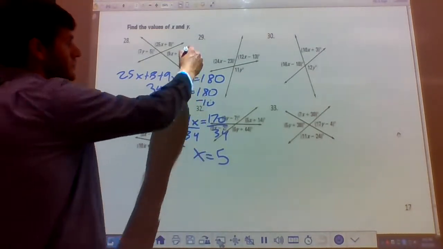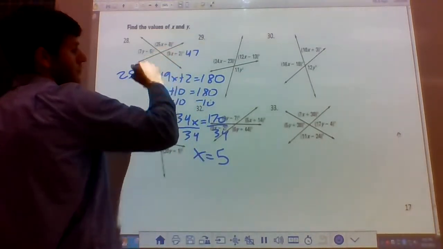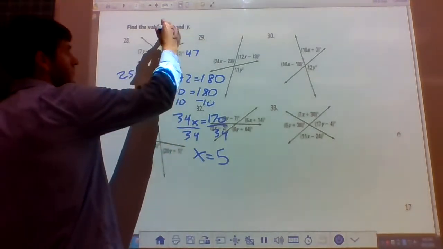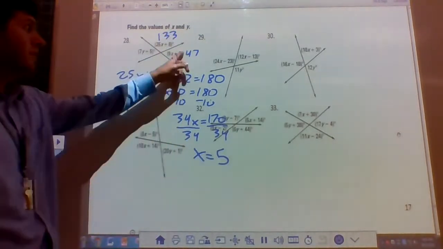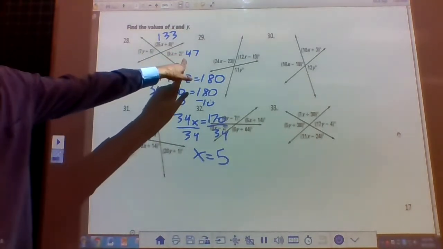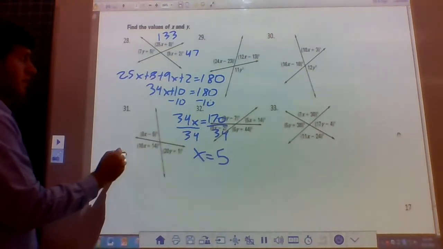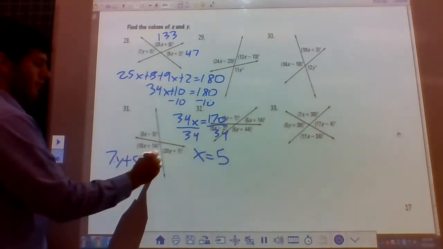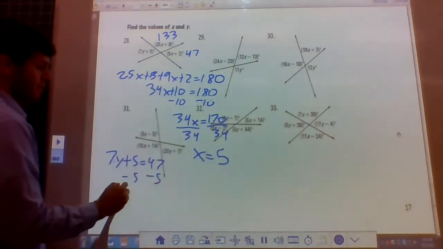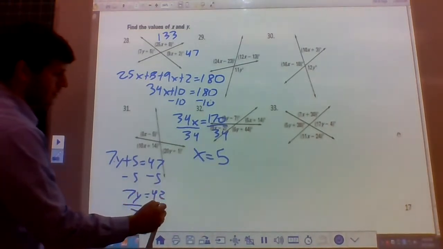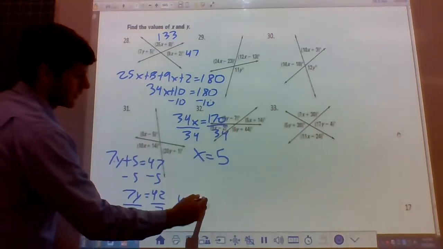$47 and 125 plus 8 is 133. Then we know these two are vertical, and since we know that's 47, we know 7y plus 5 is going to equal 47. So we can subtract 5 from both sides, and we get 7y equals 42. Divide by 7, and we get y equals 6.